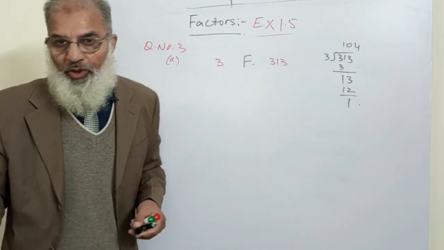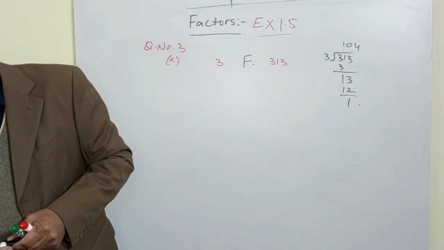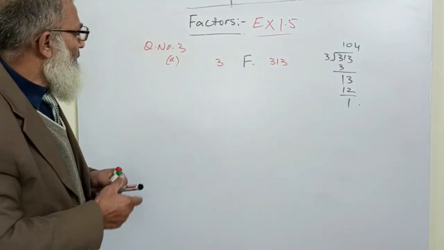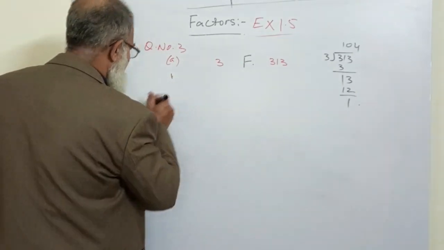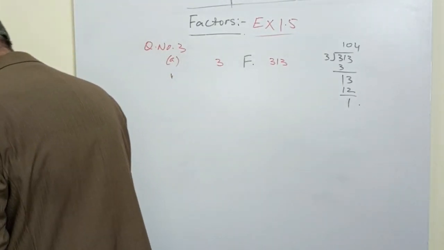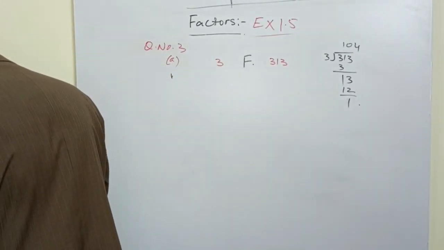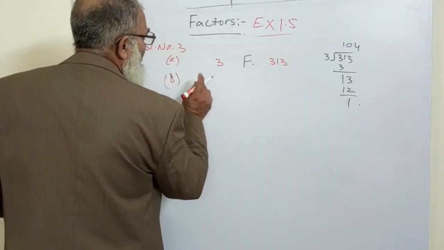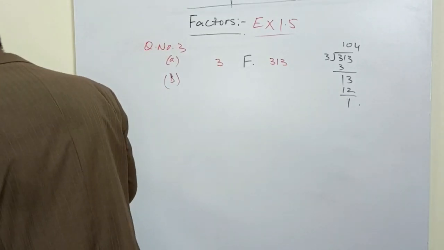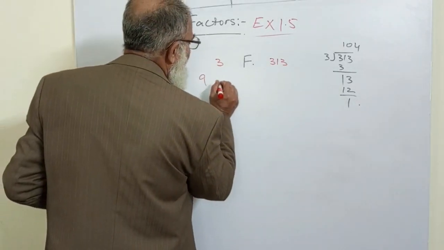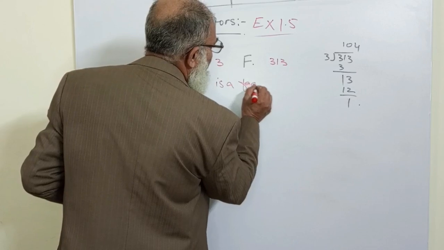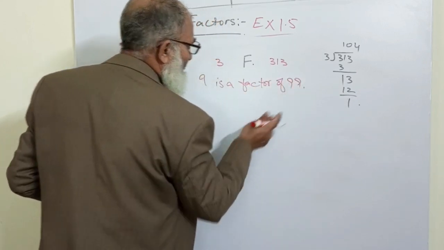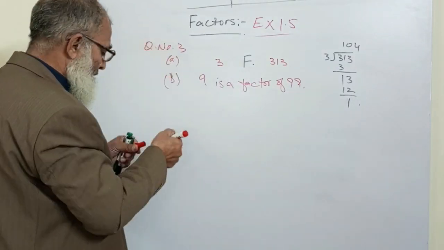You just read from your book: state true or false in each case. 3 is factor of. 3 is not the factor of. This is false. So B. To avoid any confusion, I will write here: 9 is a factor of 99. I have just written it to avoid any confusion.